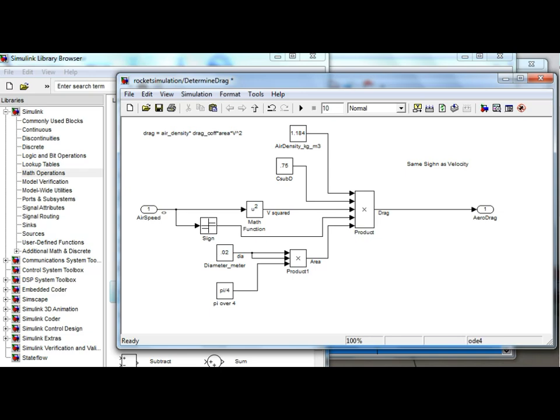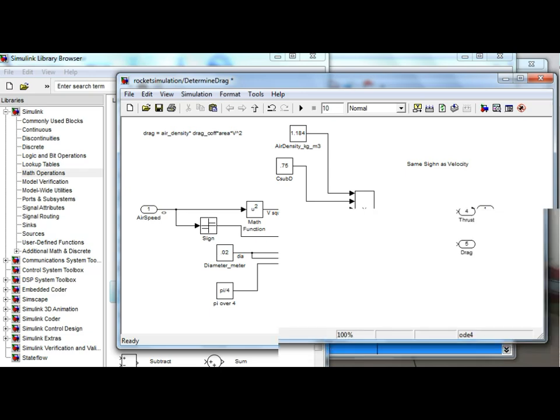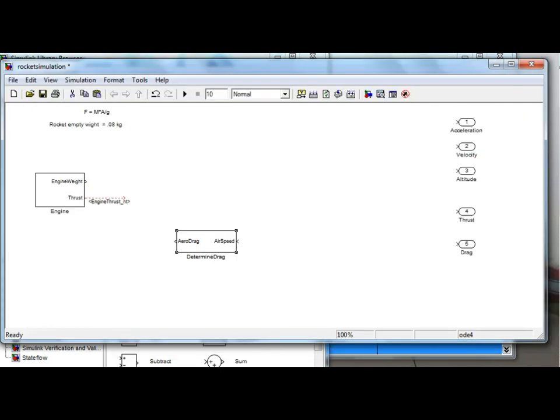So that's that block completed. I have a signed value for the drag. A positive drag means it's pointed up, and a negative drag means it's pointed down, but we can solve that. Let me go up one level. So I have this, I have airspeed. Now I need to put the rest of this model together.